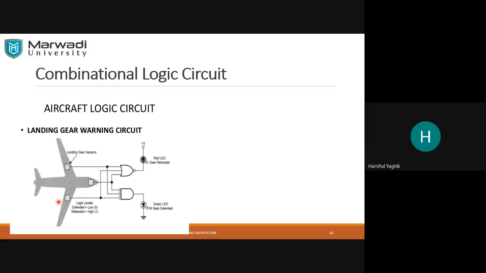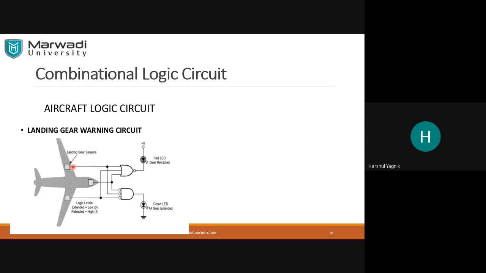Combinational circuits are those circuits whose present output depends on present inputs only. For example, let us see this. This is a landing gear warning system. How can a logic circuit be designed for the aircraft for this? There are landing gear sensors. There are logic levels which are set, that is, what is the existing level, 0 or 1. Gears are extended or gears are retracted, and then there is a pilot who is giving a signal.